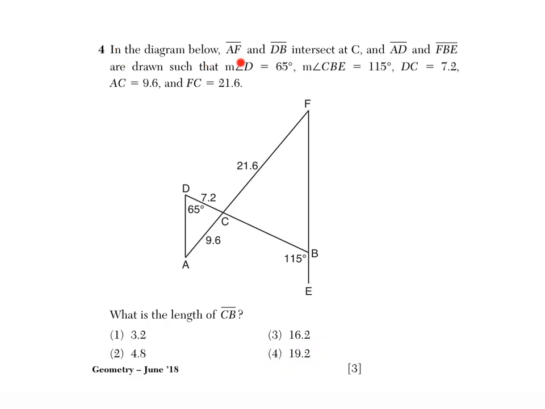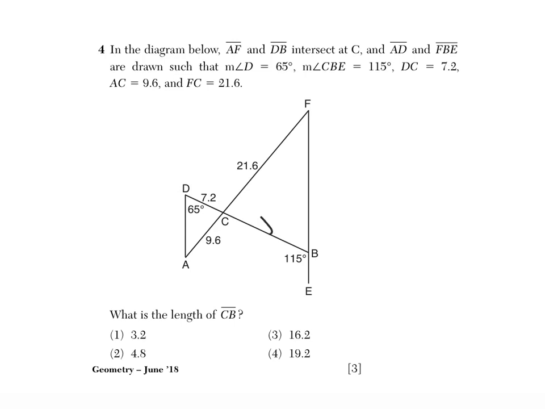Let's take a look at question number 4. In the diagram below, AF and DB intersect at point C. AD and FB are drawn such that angle D is 65 degrees, CBE is 115. I noticed that DC is 7.2, AC is 9.6, FC is 21.6. Our objective is to figure out the length of CB. That's this length right here, and I'm going to mark that right now with an X.